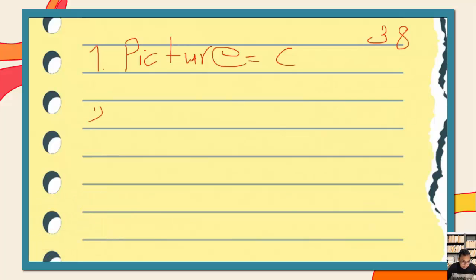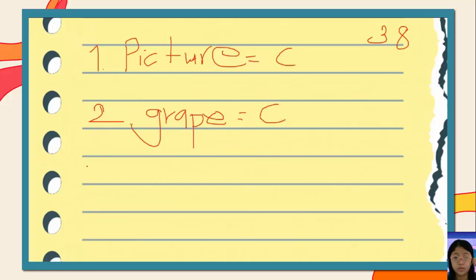Number 2 is grapes. Okay, grapes. Is it countable or uncountable noun? Grapes. Number 2. นับได้ไหม Can you count grapes? Countable noun. Number 3. Whiskey.